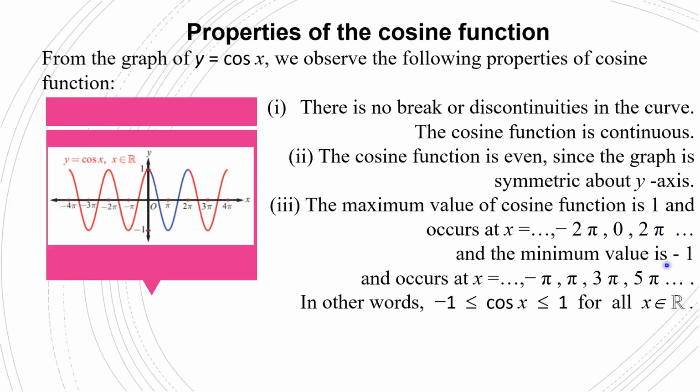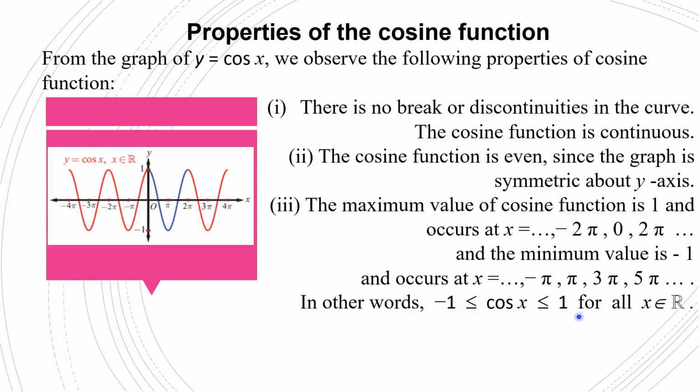And the minimum value is -1 and occurs at x equal to, that is, etc. Minus value means the lowest value. That is -3 pi, -pi, then pi, then 3 pi, etc. That is odd multiples of pi. At all those points we get the minimum value -1. In other words, cos x lies between -1 and 1. We can also say this as -1 less than or equal to cos x less than or equal to 1.